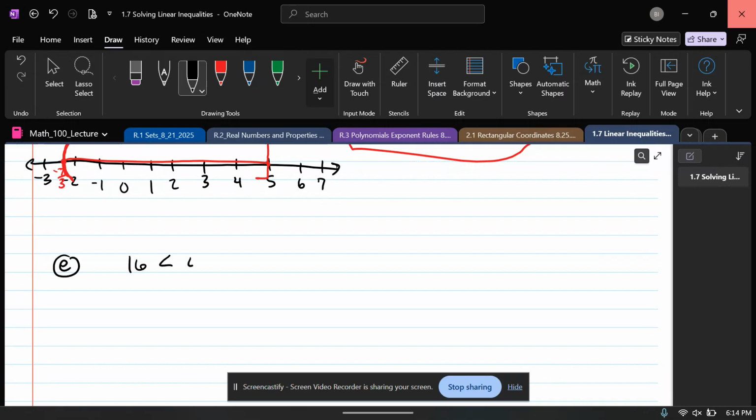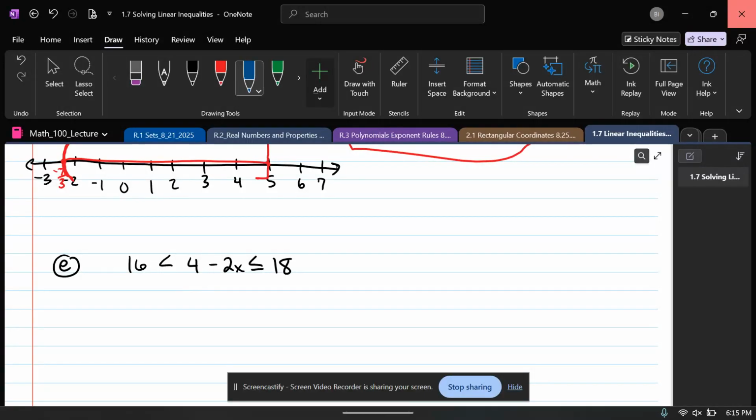It starts out pretty innocent and looks a lot like the last one we did. So 16 is less than 4 minus 2x is less than or equal to 18. So it looks like a sandwich like I had before. So let's get the stuff out of the sandwich we don't like. So let's get rid of the 4.